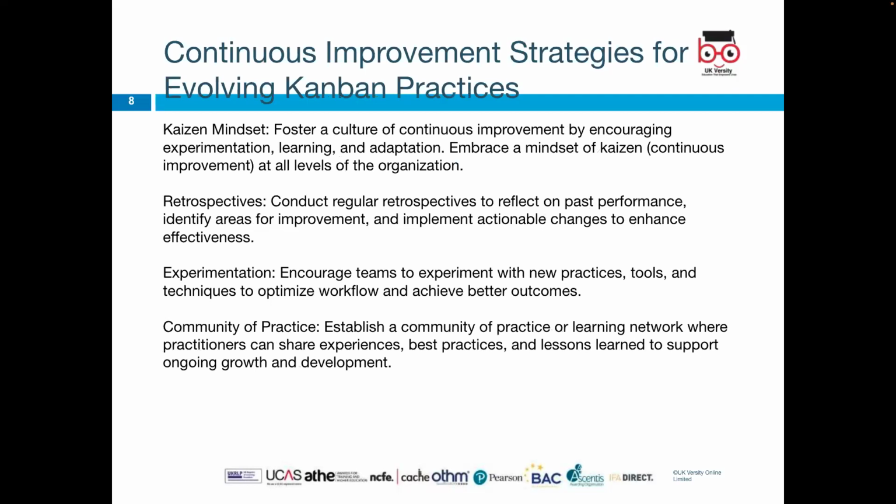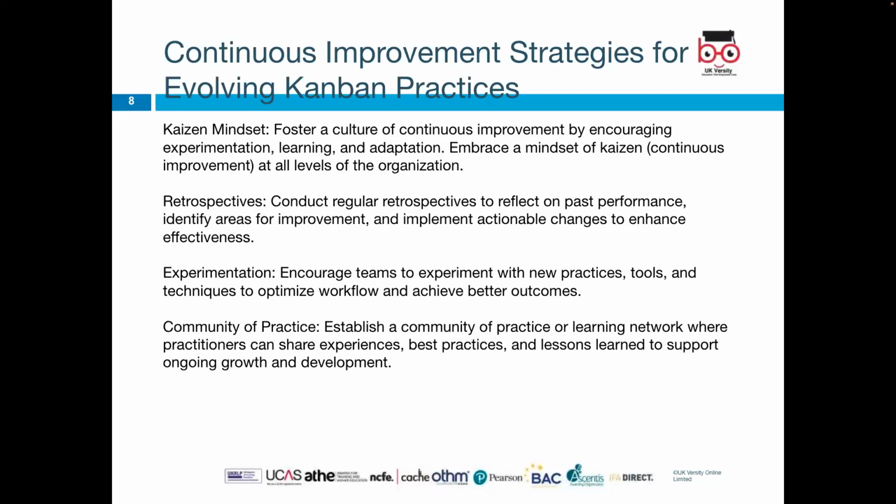So the last one is continuous improvement strategies for evolving Kanban practices. The Kaizen mindset: foster a culture of continuous improvement by encouraging experimentation, learning, and adaptation. Embrace the mindset of Kaizen, continuous improvement. So you have to continuously improve. And how do you do this? By learning and by adapting.